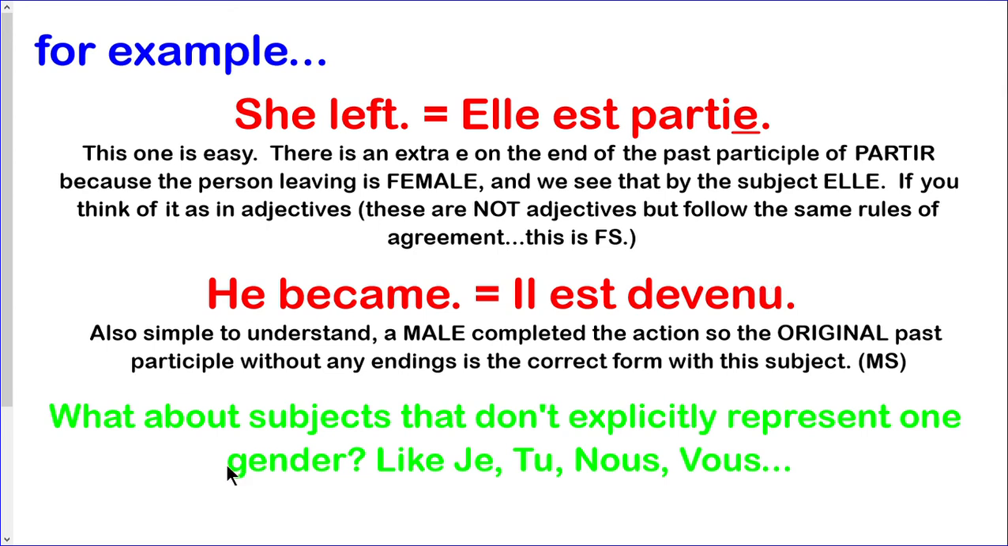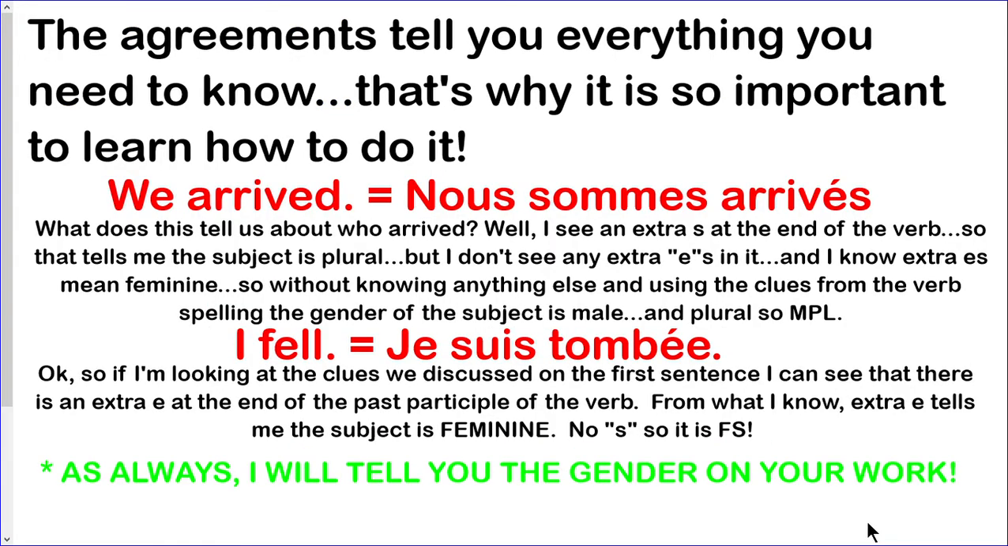What about subjects that don't explicitly represent one gender, like je, tu, nous, and vous? Because je can be either, tu can be either, nous and vous can also be either. The agreements tell you everything you need to know. That's why it is so important to learn how to do it. So, we arrived. If I was to say we arrived at 8 o'clock in English, you have no idea if it was a bunch of girls, a bunch of boys, you have no idea. But in French, when I'm writing that down, the way that the verb is spelt is going to tell me more about the person doing the action.